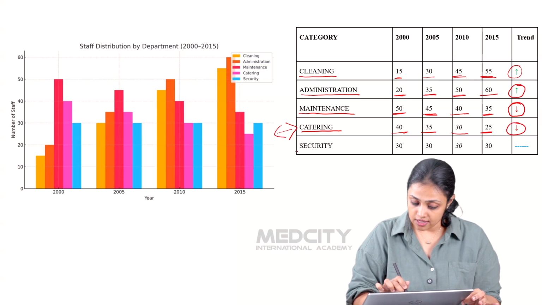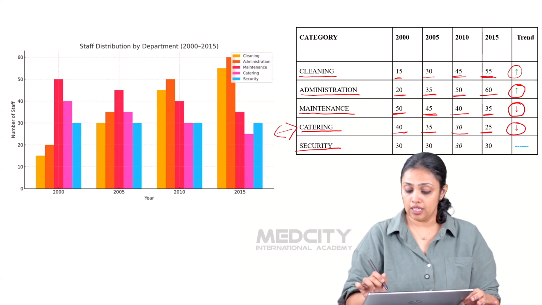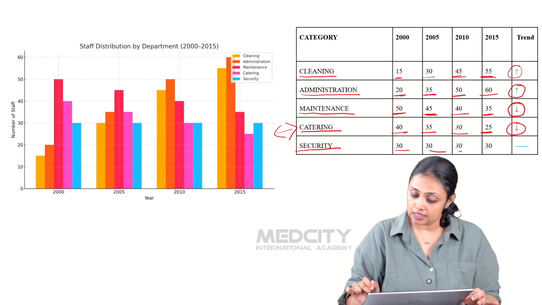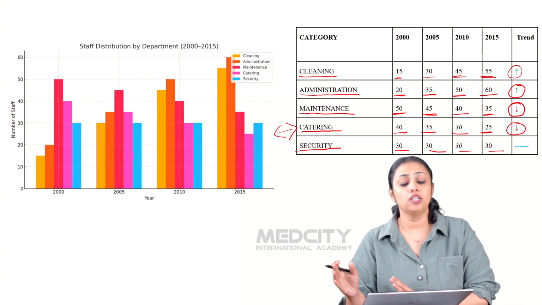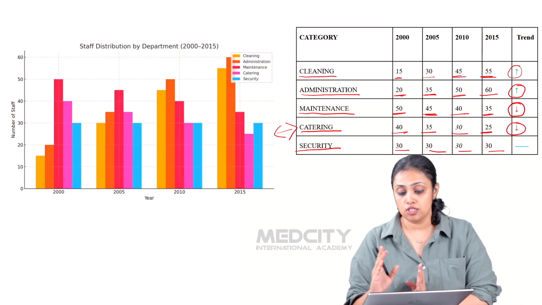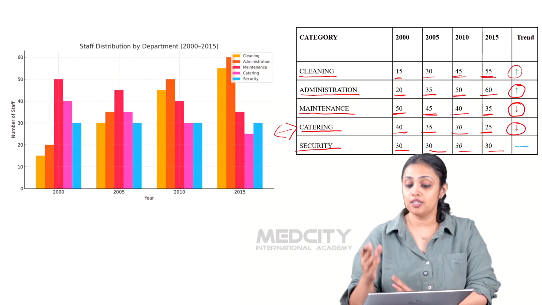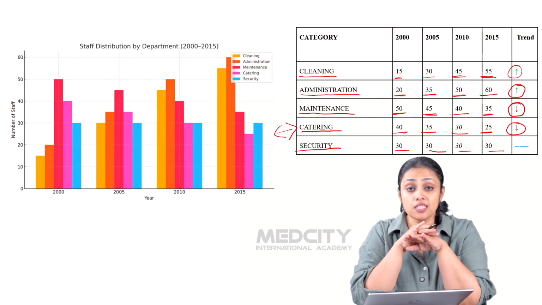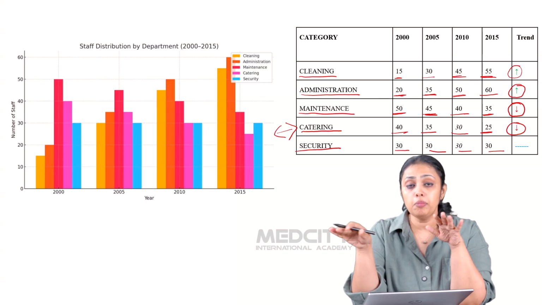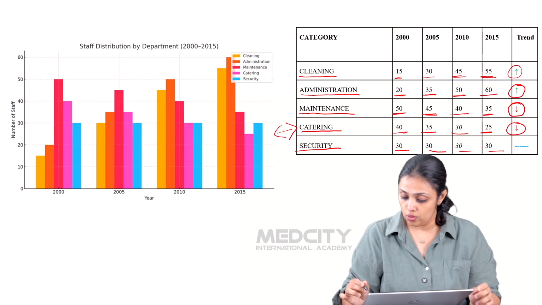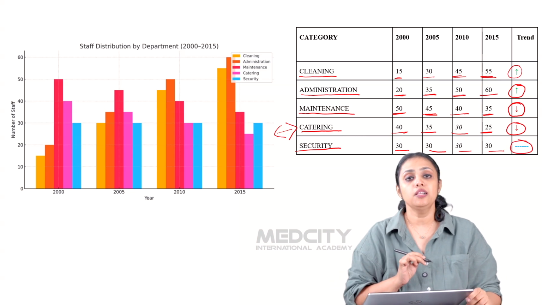Now when we look at the security staff, what we can understand is 30, 30, 30, 30 across these 15 years. In all these years, 2000, 2005, 2010 and 2015, the number remained the same. It was stable across these 15 years. So it shows a stable trend.